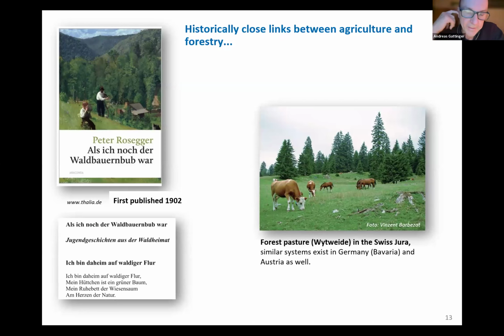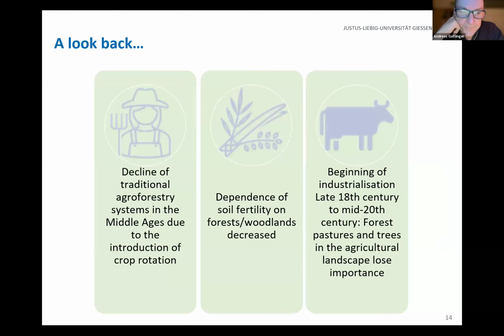And since the Middle Ages, you can say, in mid-Europe, there was a decline of these traditional agroforestry systems, and it was at its lowest rate at the beginning of the industrialization. Forest pastures and trees in the agricultural landscape lost their importance over the decades.